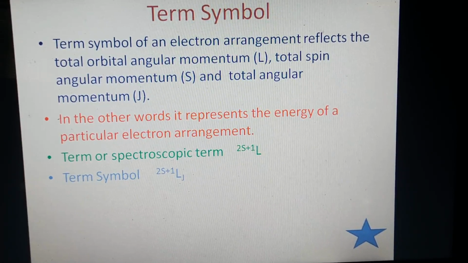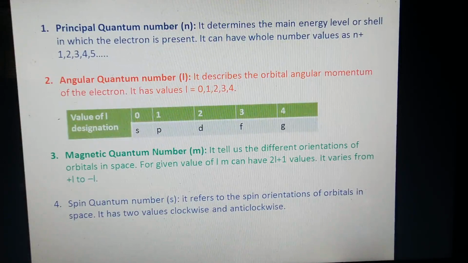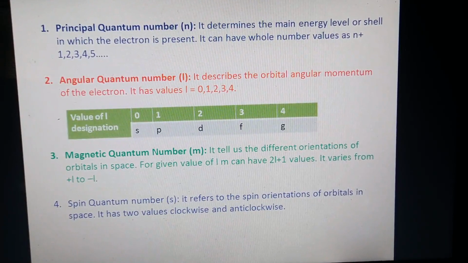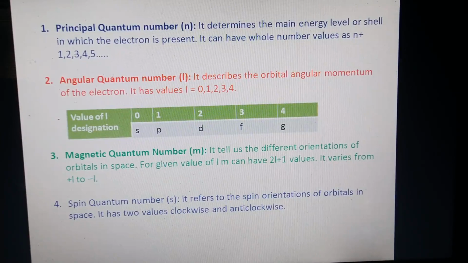Before depicting the term symbol, here is a brief background about how to write the electronic configurations and what the different factors are which affect them. The first one is the principal quantum number, which represents the main energy level or shell in which the electron is present. So it can be 1, 2, 3, 4 or 5.